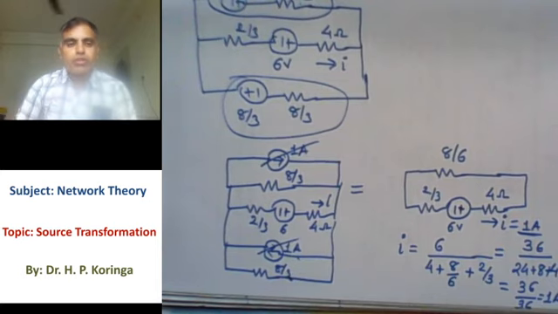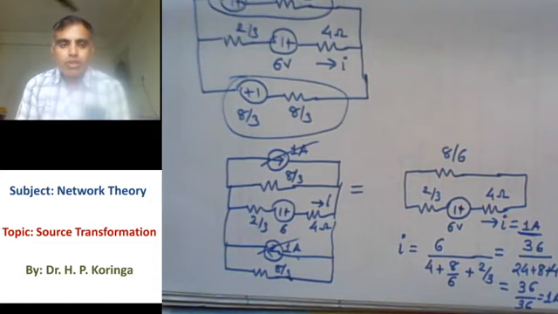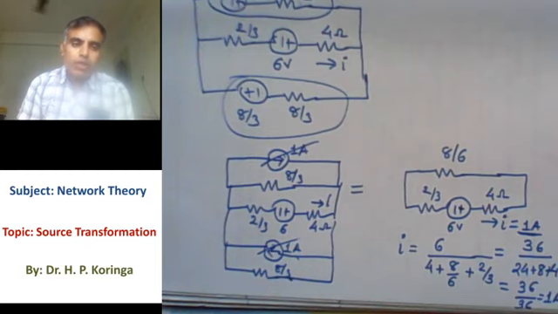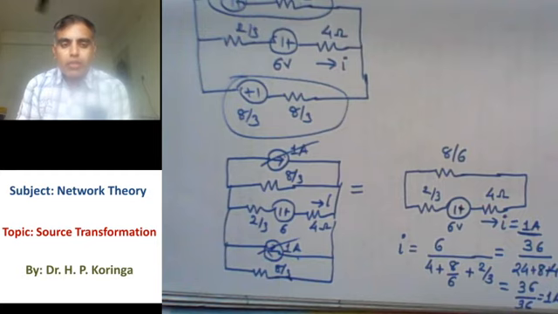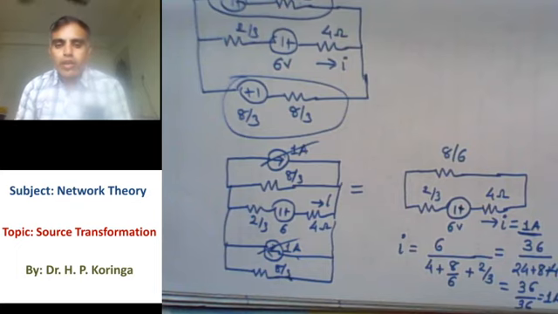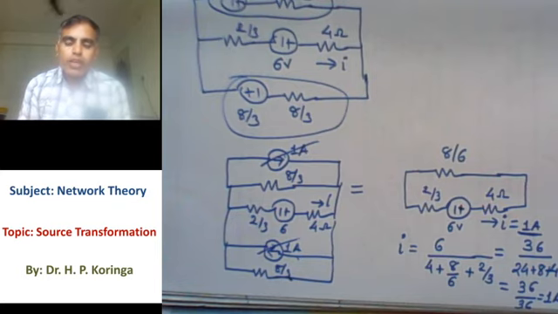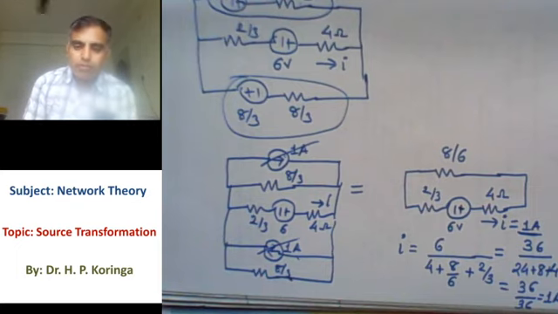So in source transformation, we have to try in such a way that the voltage source comes into series and the current source comes into parallel, so we can eliminate a component and reduce the number of components. At the end we have to convert the complex network into a very simple network which has only a single loop, or can be replaced by an equivalent voltage source network or an equivalent current source network, right?